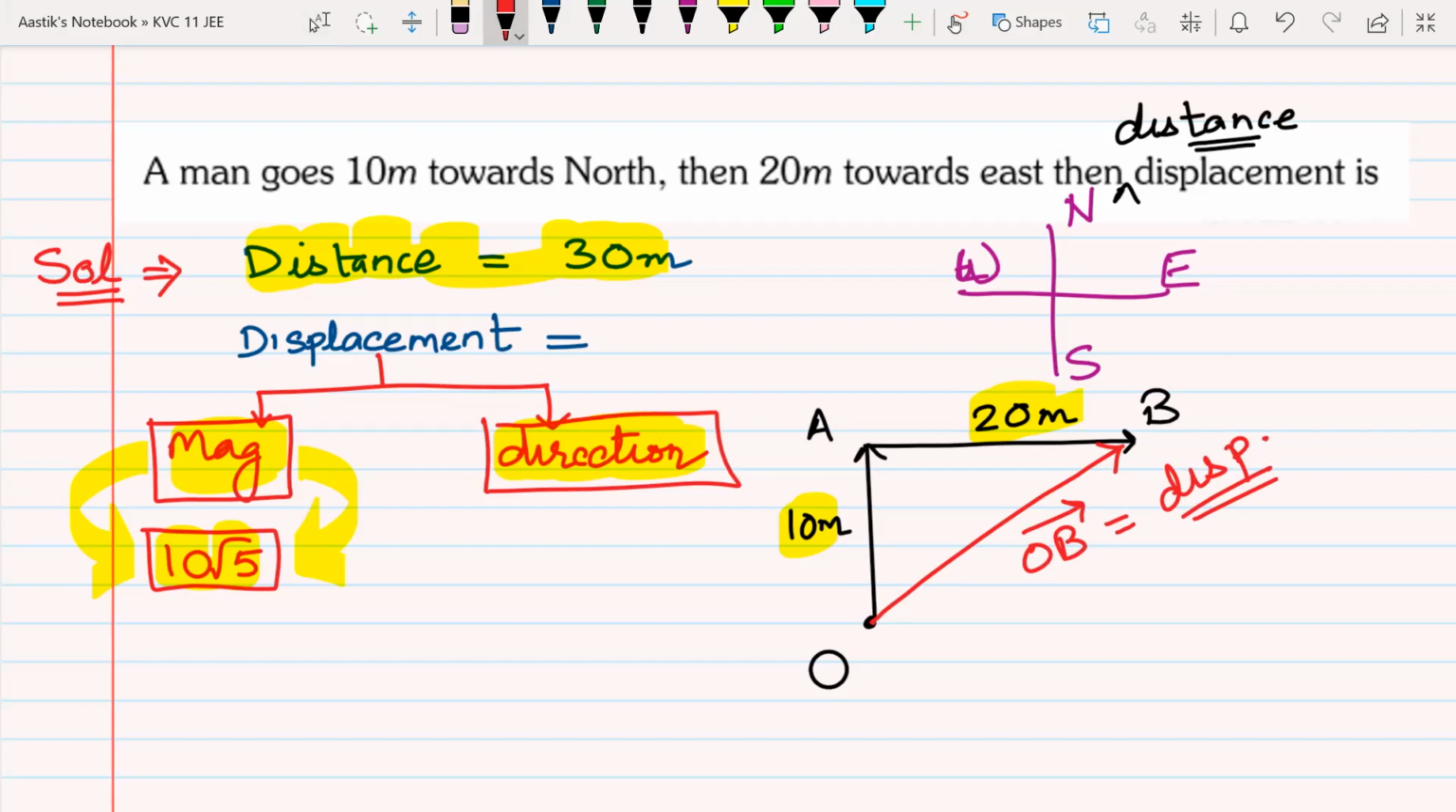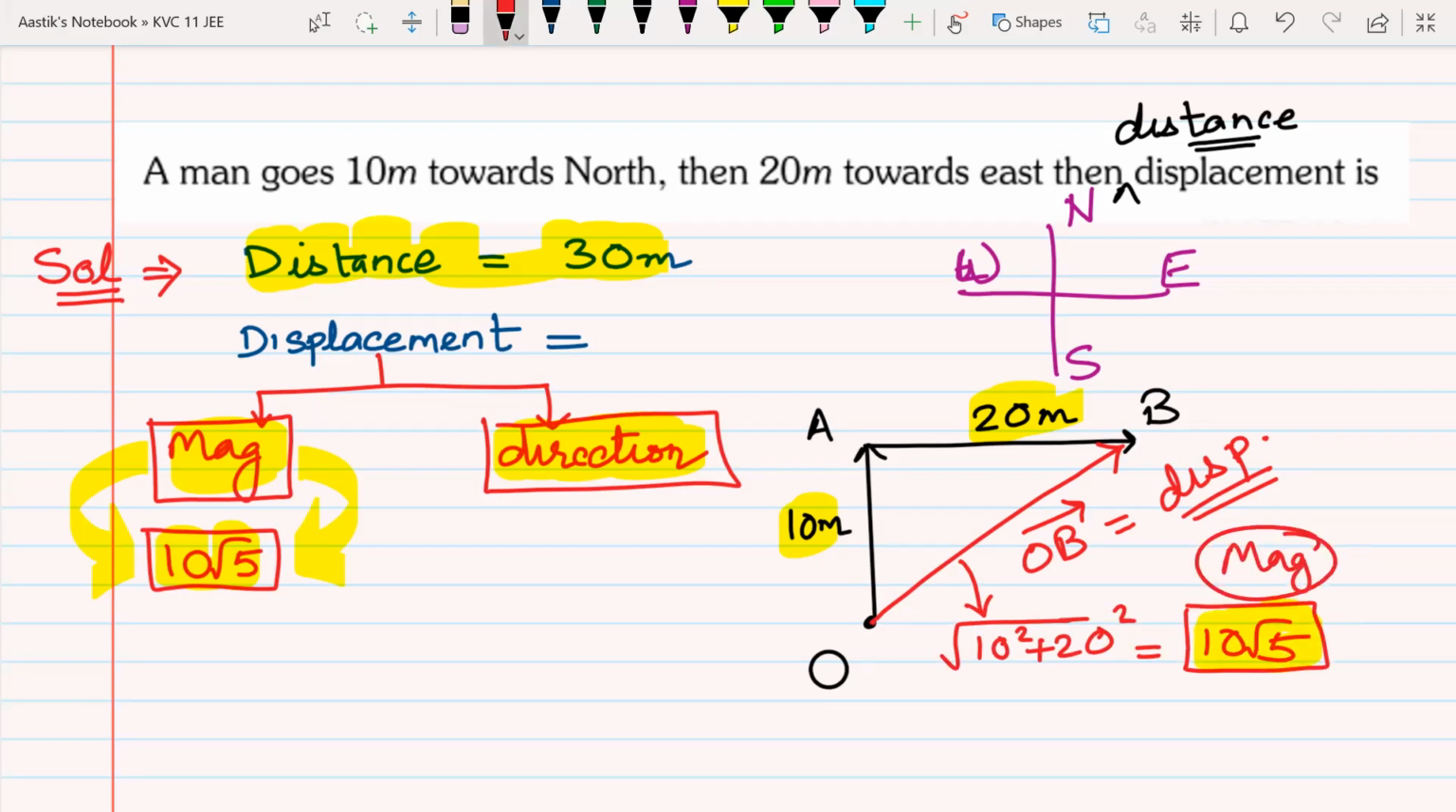Now, I can tell you this displacement in many ways. I can tell you the magnitude of this displacement. The magnitude of this displacement will be the length of the line OB. How do I find the length of the line OB? I can do it by Pythagoras theorem. Yes or no? Yes, sir. It's a right angle triangle. One is base, one is hypotenuse. So the length of this line will be the square root of 10 square plus 20 square. That is 10 root 5. This 10 root 5, my dear friends, is telling me the length of the line OB, and therefore it tells me what, my dear friend?